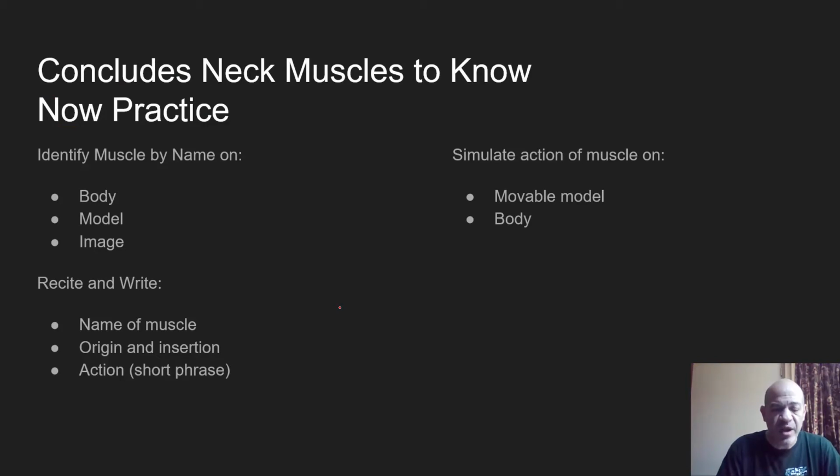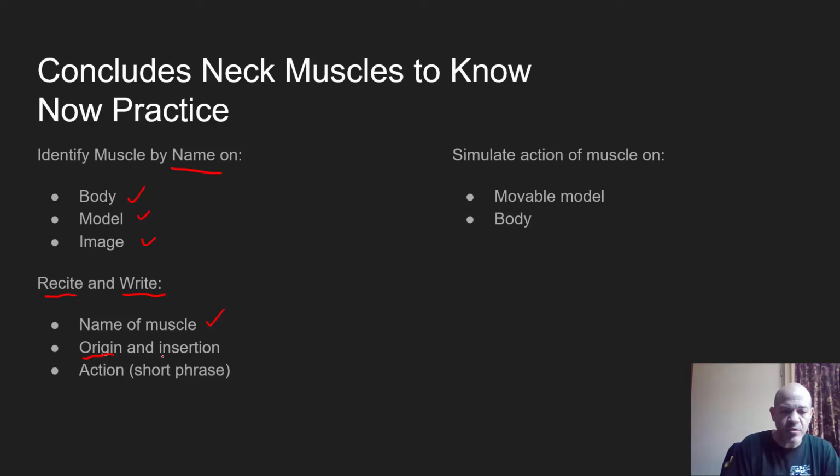So that's it for the muscles of the neck to know. And now you should practice identifying these muscles. One way you can practice identifying and naming them is on your body, on a model, or on an image. You're going to want to make sure you recite so that you can remember the name, and then write so you can spell correctly. If you misspell, practice spelling the names. Say and spell it correctly.